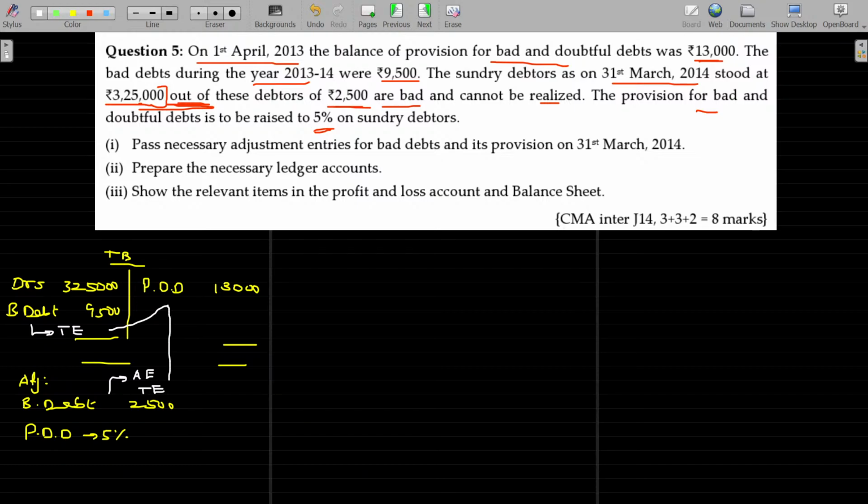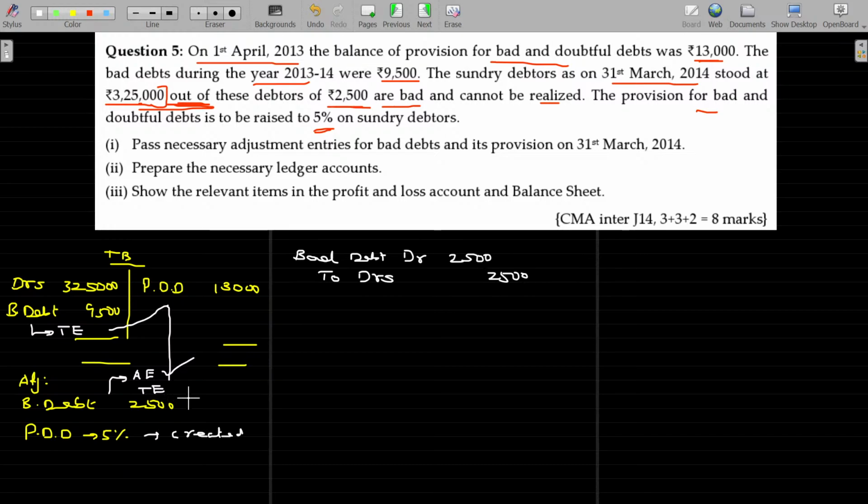These two transfers happen routed through the PDD account, and this will be created. Is that okay? Now, the entry for bad debt adjustment entry. Bad debt account debit to debtors. The amount supposed to be credited here is this one, adjustment entry, 2,500 over.